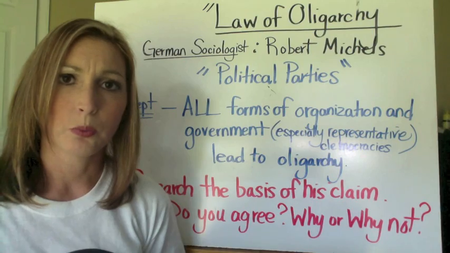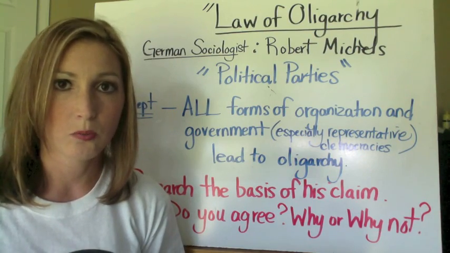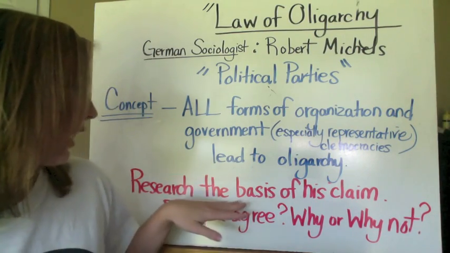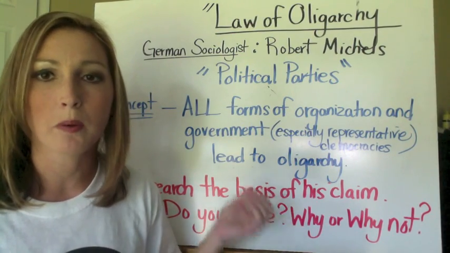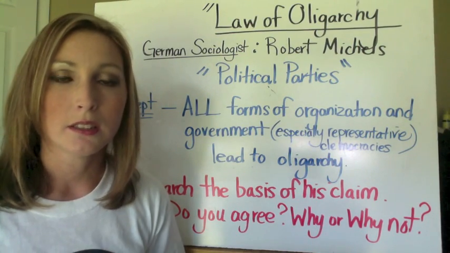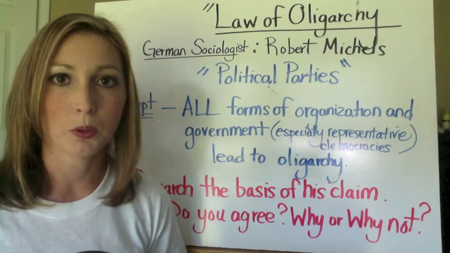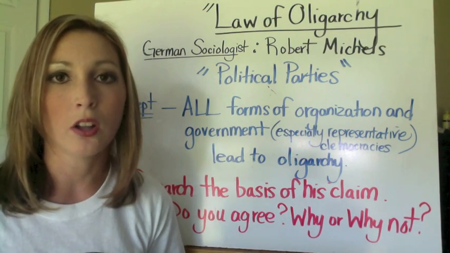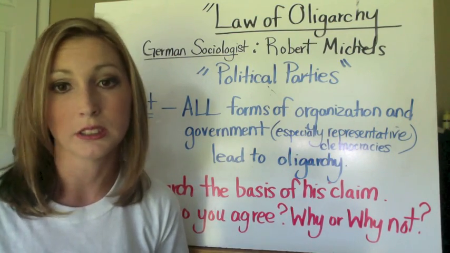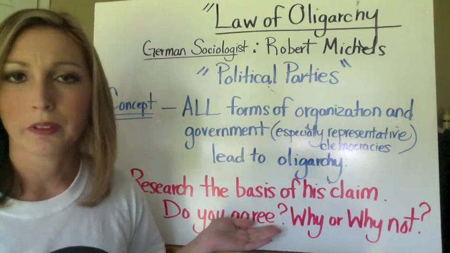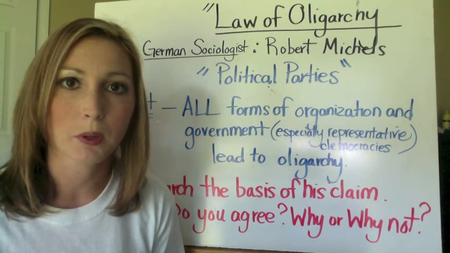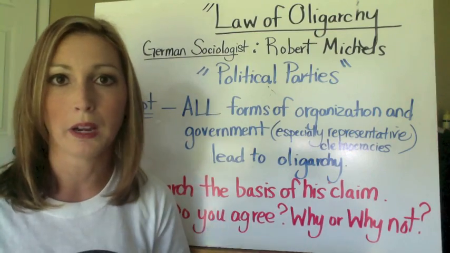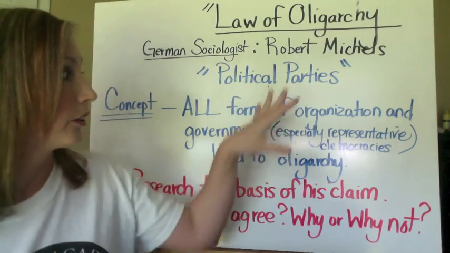I want you to research this concept for homework, and I want you to research the basis of his claim. Why does Robert Michels believe that typically democracies will devolve into oligarchies or autocracies? And do you agree with him? Why or why not? And do you think that the United States perhaps may be ruled by an oligarchy under his claim?